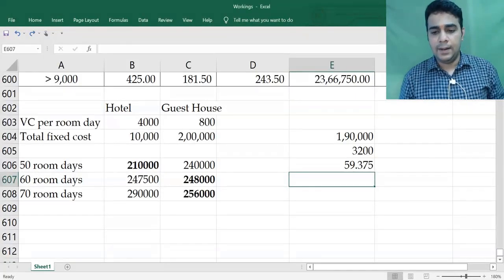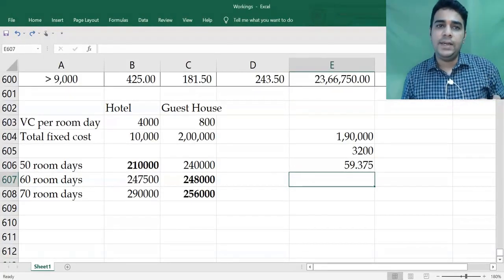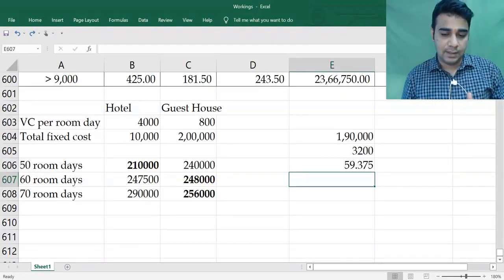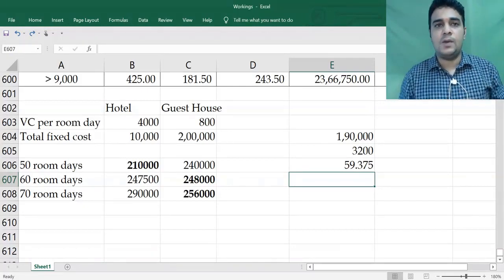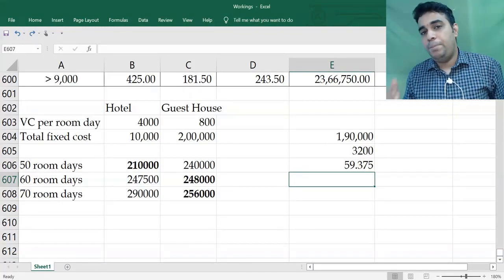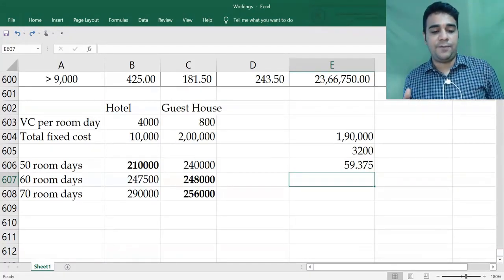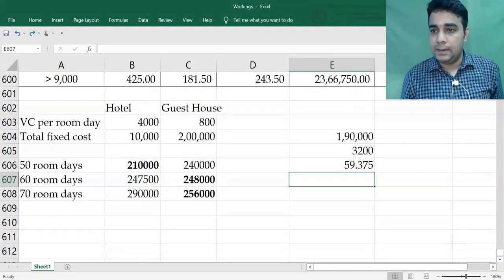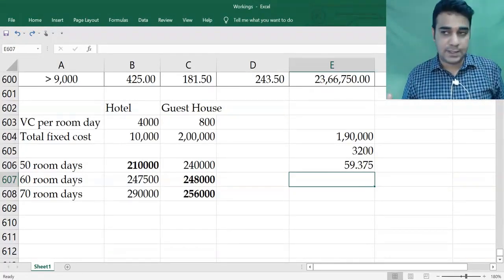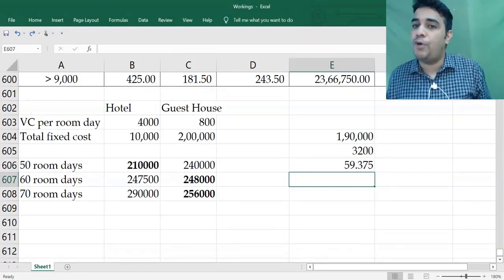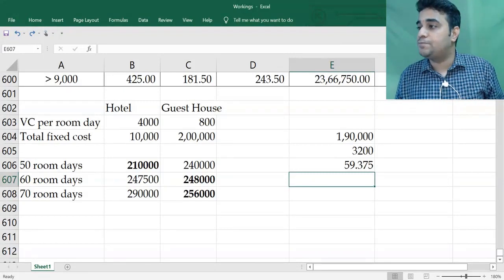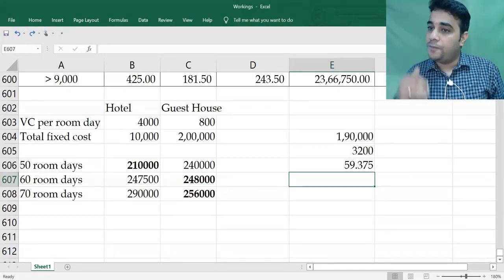Now listen, another important point is that below the indifference point we select something, above the indifference point we select something else. The indifference point in this hotel versus guest house example is some 59.375. Below 59.375 the hotel option is better. Above 59.375 in this example the guest house option is better. So below the indifference point I want low fixed cost.